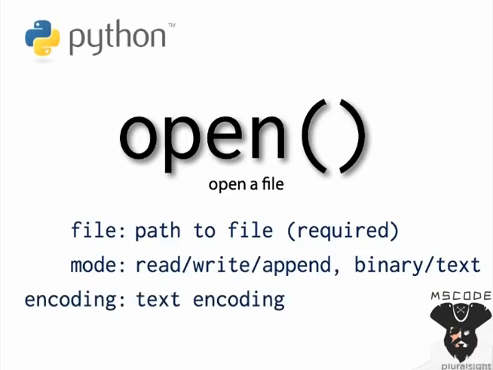Encoding. If the file contains encoded text data, this is the text encoding to use. It's often a good idea to specify this. If you don't specify it, Python will choose a default encoding for you, which may not be what you want.